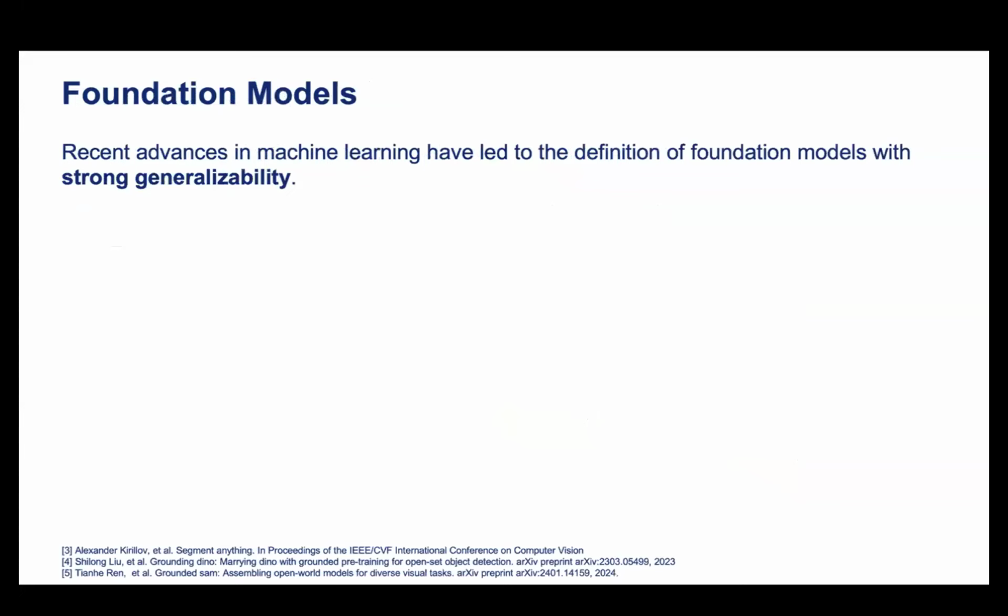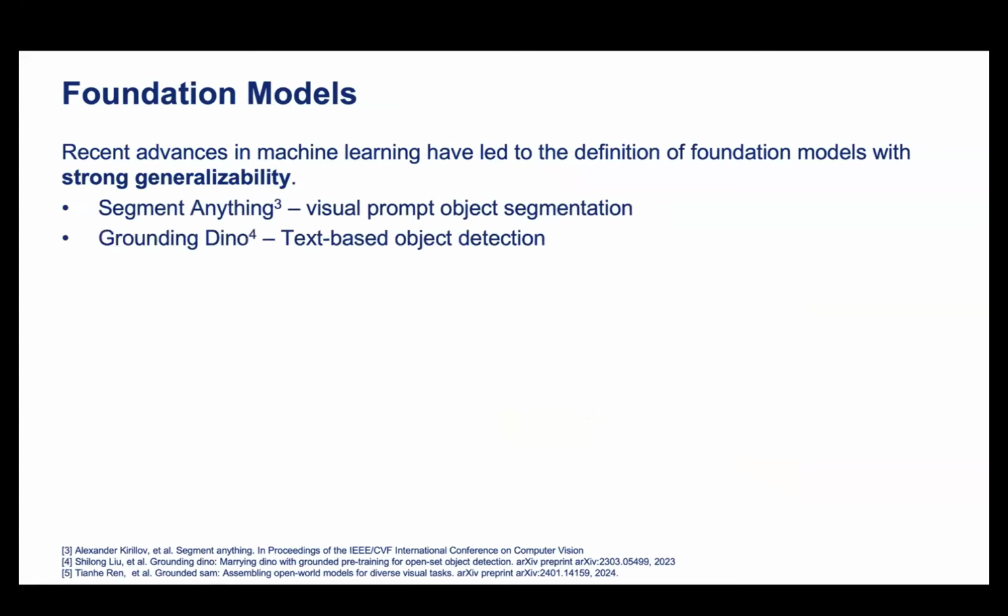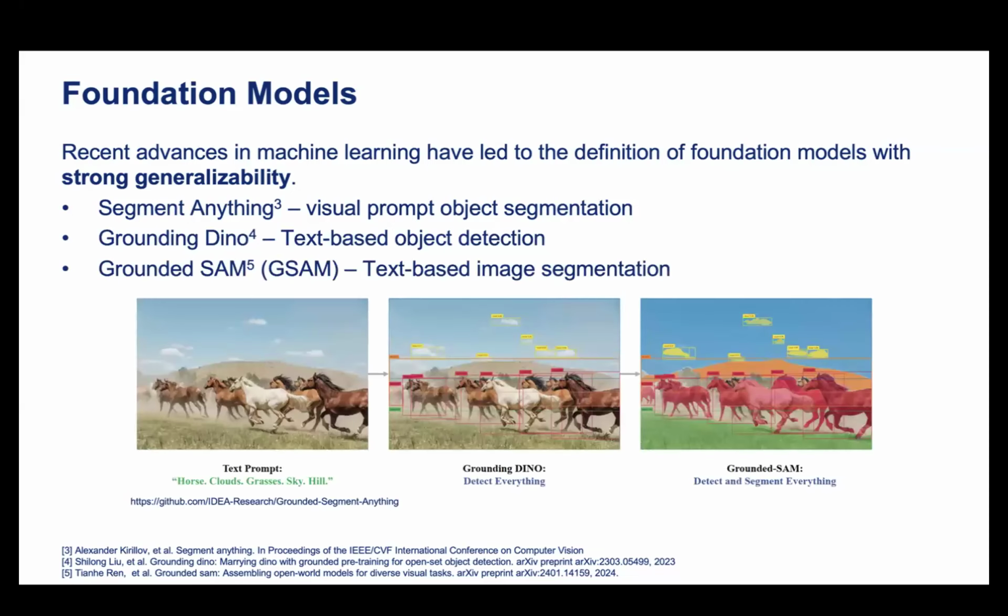So to solve these problems, we can take inspiration from recent advancements in foundation models that have strong generalization abilities. We have seen some foundation models for segmentation, for example, Segment Anything with visual prompts, or Grounding DINO, which is a text-based object detection. And some work has combined different foundation models, for example, Grounded SAM, which is a text-based image segmentation where you can describe the object you want to segment, and the model will generate segmentation based on the text prompt.